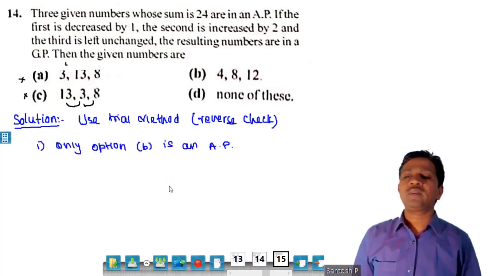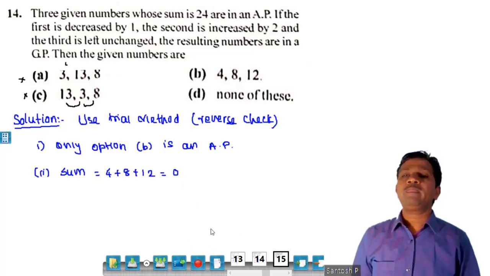So only option B is an AP. Let us see now the remaining conditions. What more is given? Whose sum is 24, and in this case the sum is 24. It can be easily observed that the sum of the given three numbers is 24. So 4 plus 8 plus 12 is 24.